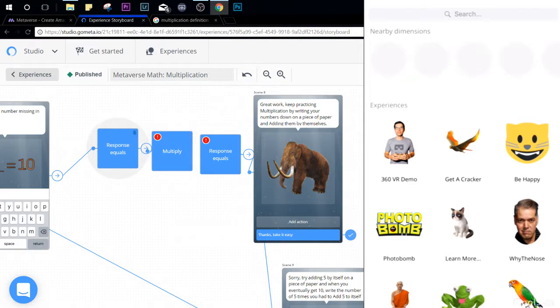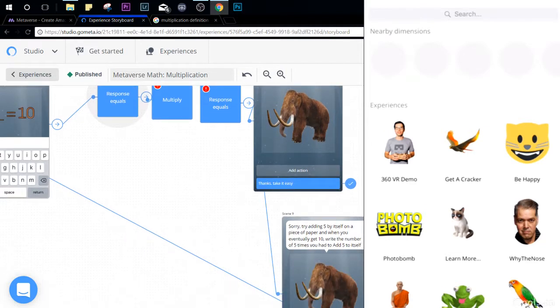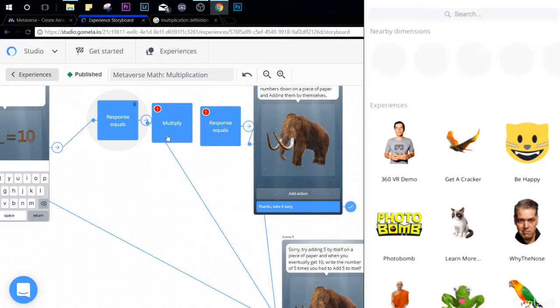So I think what I need to do as well is have this transition to my alternate scene, where if the number is wrong, it'll take us here. I think without it, it will just get stuck and go nowhere. So now let's give it a shot again. That was an oversight on my behalf.